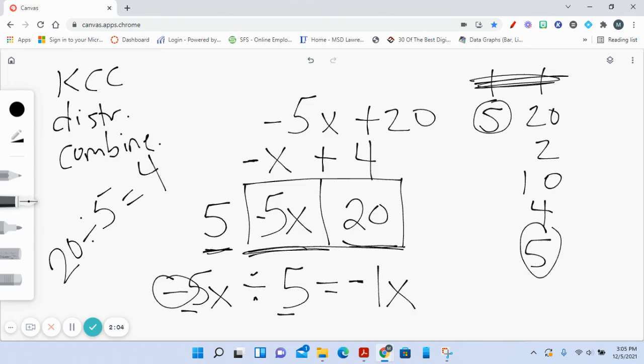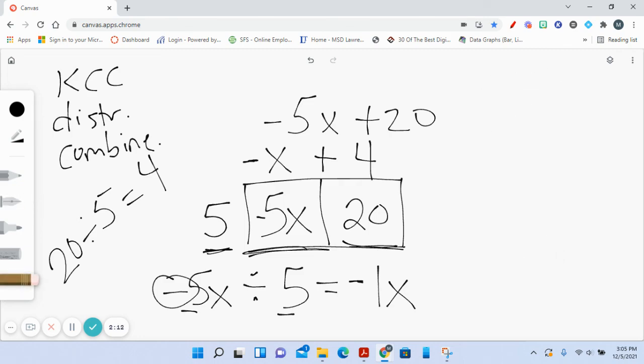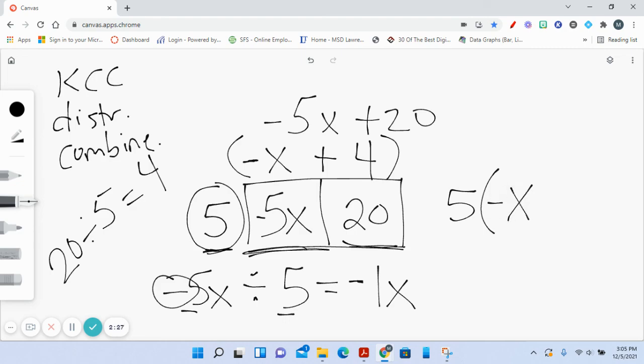So you may think, oh, I've done it, I'm all done, but there's one more step. We actually have to write the expression now. So if you just leave it like this, you're only going to get partial credit. We actually need to write our expression. So first we write the number that we factored out, which was 5, and then we put into parentheses our top piece that we figured out. So this would be 5 times negative x plus 4.